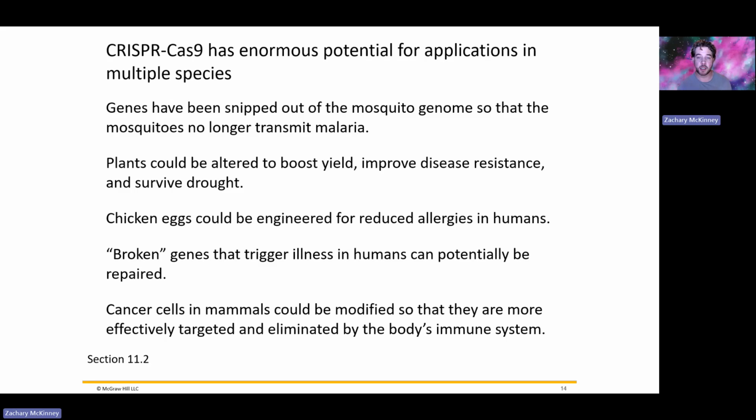They've been able to take the malaria gene out of mosquitoes. They can manipulate mosquito genomes so that they no longer have that carrying capacity. You can alter plants to boost their yield, improve disease resistance, and survive drought. You probably heard about GMOs, genetically modified organisms. This is one of the ways that they do that, they go in there with the Cas9. They can modify those gamete cells and insert those herbicide genes or drought-resistant genes, make strawberries redder and sweeter, those kinds of things. All kinds of things.